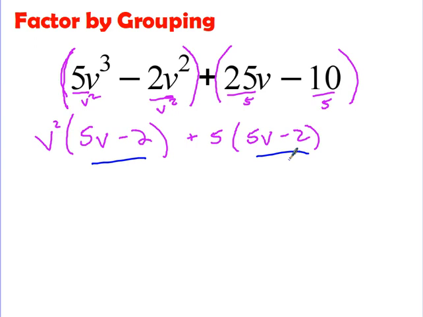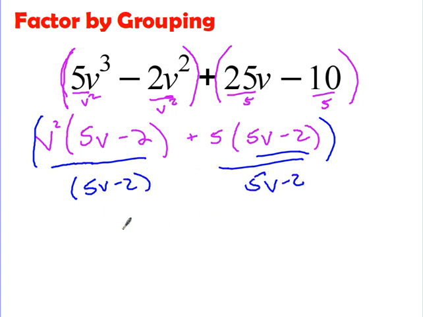Now the cool thing is, if we notice, I have this 5v minus 2 twice here. So this is one of those times when factor by grouping really works out nicely, because I have the same term twice. Now what I can do is factor out 5v minus 2 from this whole entire polynomial, from both of these, because if I divide these by 5v minus 2, I can factor that out. So I'm factoring out 5v minus 2.